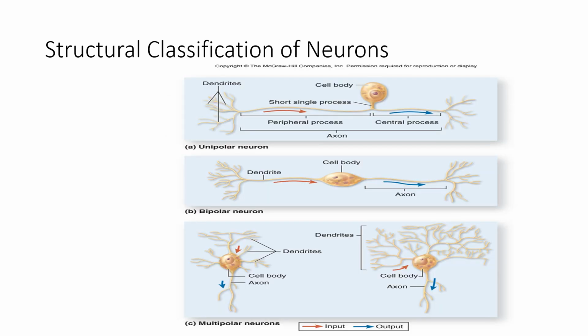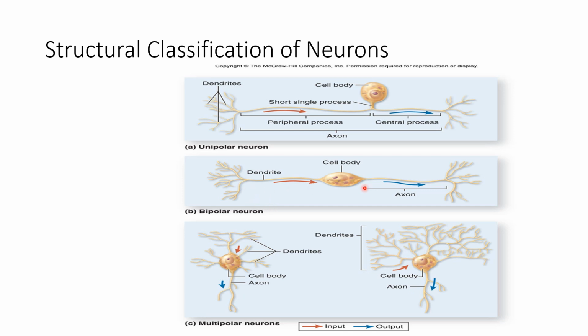There are three shapes for our neurons. There are unipolar neurons, bipolar neurons, and multipolar neurons. A unipolar neuron looks something like this. So here's the cell body. This whole entire thing is actually the axon, and here are the dendrites. Unipolar neurons, most of our sensory neurons actually look like unipolar neurons. We're going to talk about what sensory neurons are in just a few.